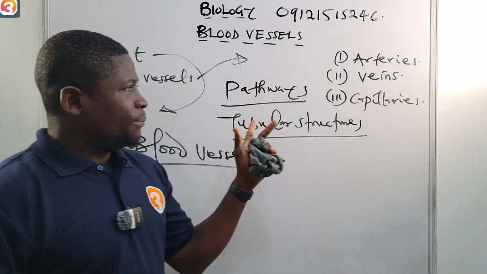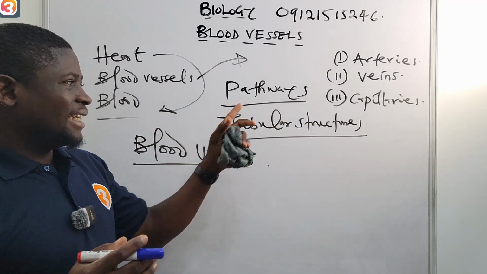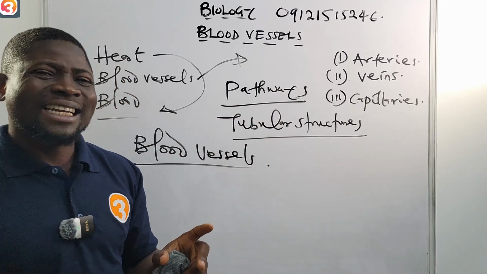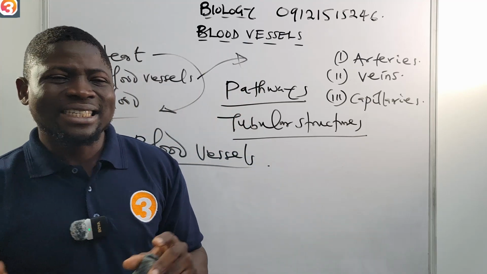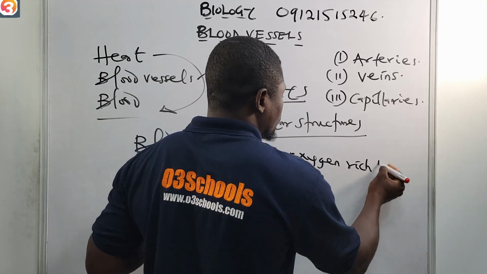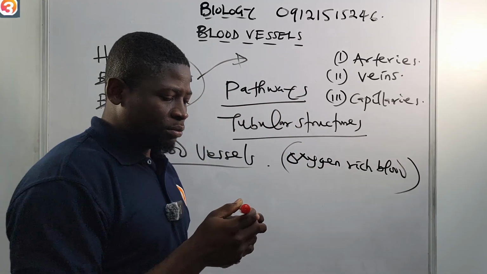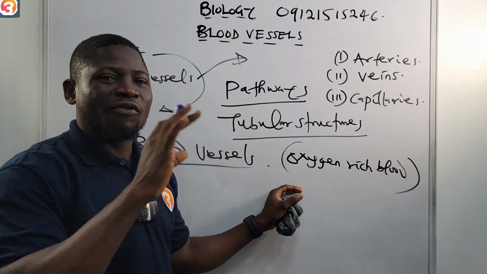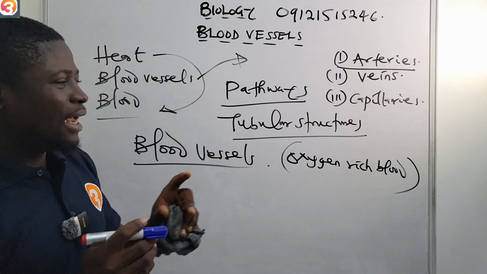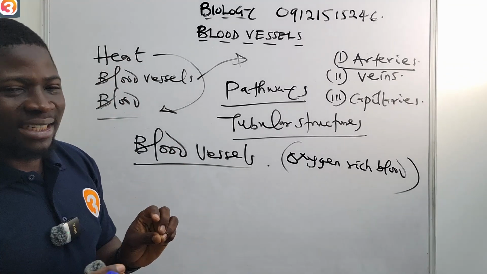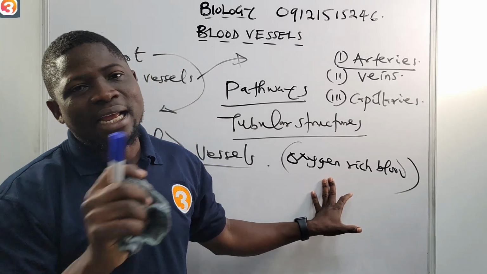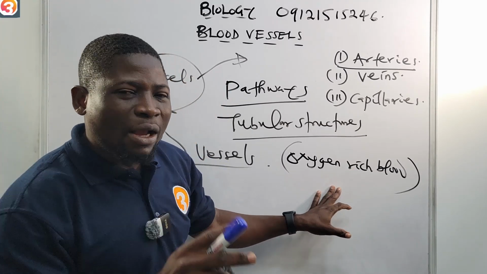When the heart pumps blood, and one of these blood vessels carries the blood away from the heart, what it is actually carrying is oxygenated blood, oxygen-rich blood, away from the heart. The blood vessels that carry blood away from the heart are the arteries, and they carry oxygenated blood, or oxygen-rich blood, away from the heart.